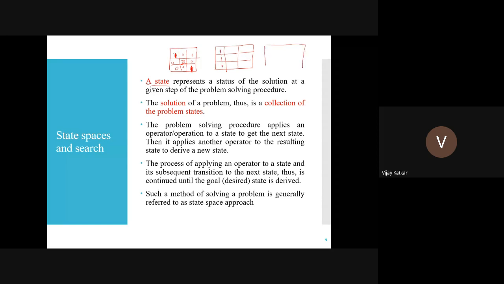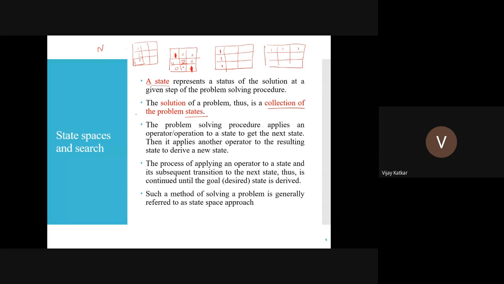Or it is 1, 1, 1 here, it is also acceptable. Or 1, 1, 1, all ones in the first row, and so on. So there will be n number of such solutions. So a solution is nothing but a collection of states, because there might be multiple solutions which are acceptable depending on the situation.